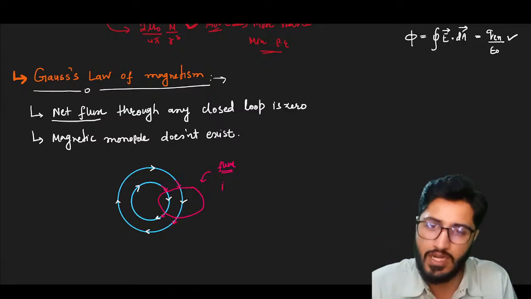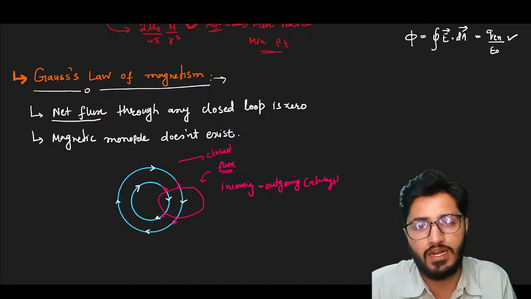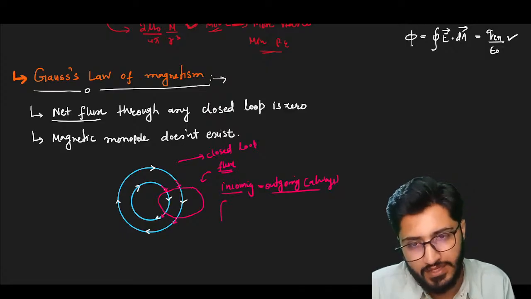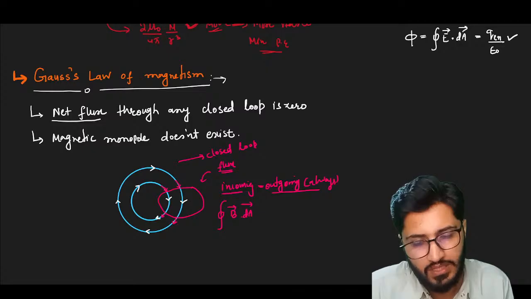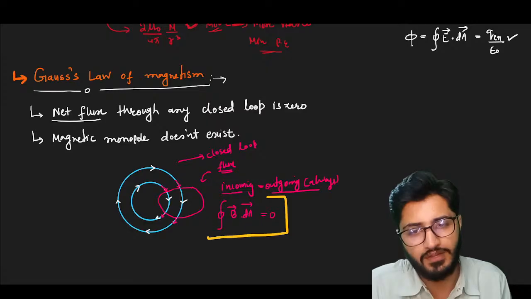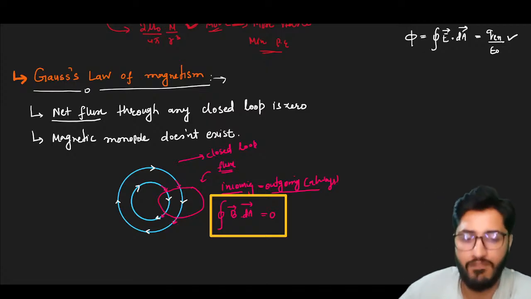So you can write incoming lines equals outgoing lines, always. Why always? Because magnetic lines are always in closed loops. Incoming equals outgoing. So it simply indicates that the magnetic flux through any closed loop equals 0. This is a statement of Gauss's law of magnetism. Very simple, very easy.